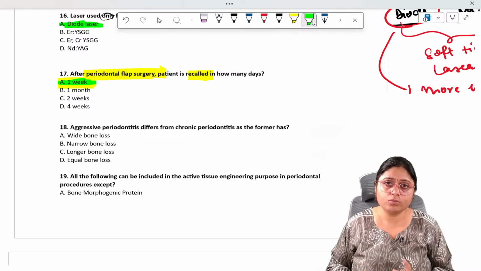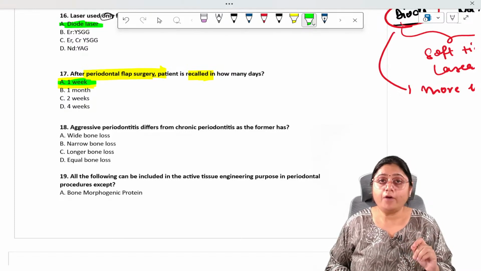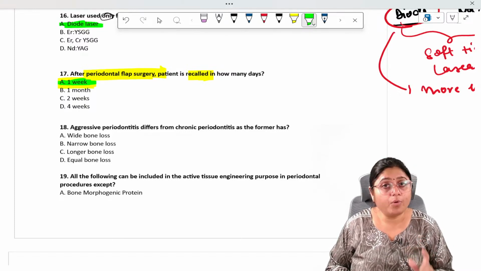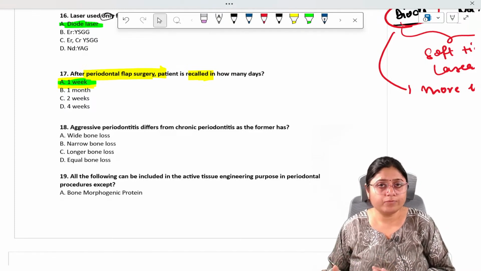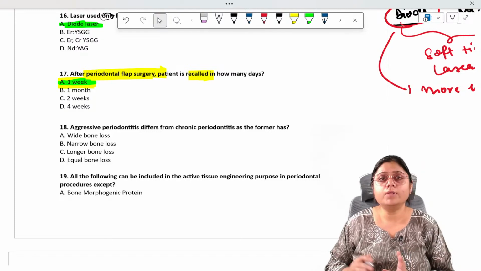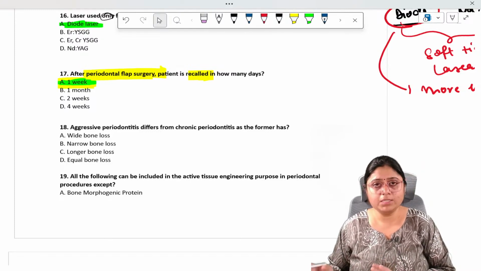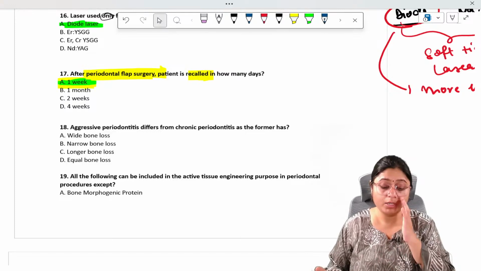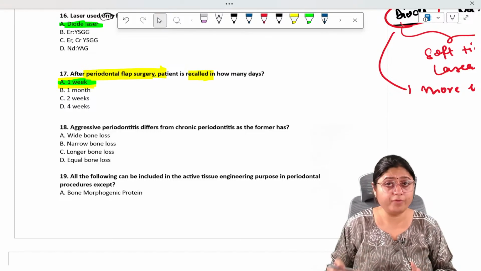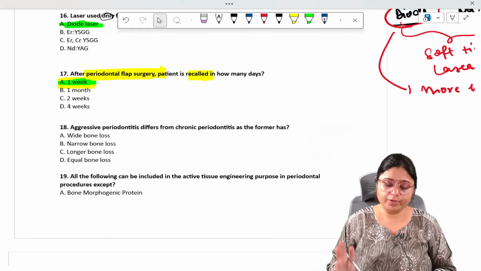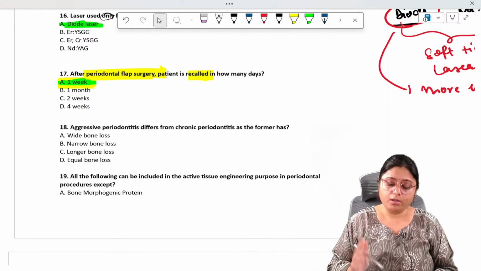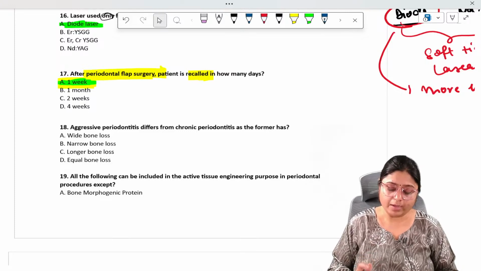the oral hygiene. Okay, so the maintenance after phase 1 therapy, it is very important to go to maintenance phase, phase 4. After any surgery, it is very important to get phase 4, means follow up. Maintenance phase is very important. So after every phase of treatment plan, we go to phase 4. Remember this. So we have to recall the patient at 1 week after periodontal flap surgery.